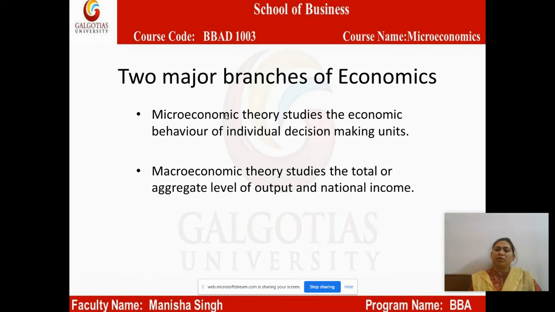So next we come to the branches of economics, which are two. You all know, I think, there is microeconomics and there is macroeconomics. That is the basic difference or division as far as economics is concerned. So microeconomic theory, we all know, studies economic behavior of individual decision making units, whereas macroeconomic theory studies the total or aggregate level of output and national income. Okay, so if I am studying your personal income, it's a micro analysis or microeconomic study. But if I am studying the national income of the country, it is in the domain of macroeconomics, right?